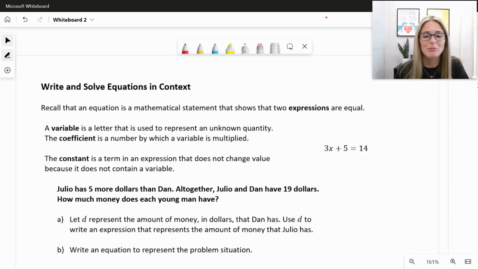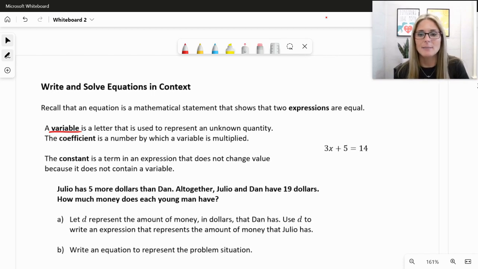So today we're going to look at writing and solving equations in context. Recall that an equation is a mathematical statement that shows two expressions are equal. So when you have an equation, there is an equal sign, and on each side there is an expression. Other vocabulary terms, we have our variable. A variable is a letter that is used to represent an unknown quantity.